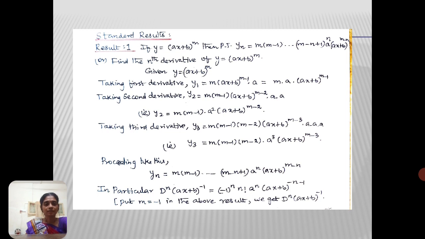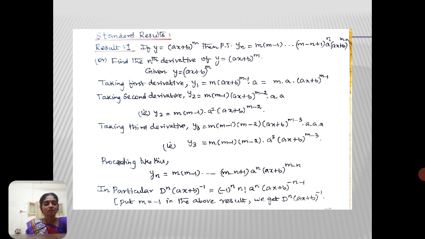So taking the first derivative, we get y1, that is equal to m into ax plus b power m minus 1 into a. Here also we are using the formula differentiation of x power n equal to n into x power n minus 1. Now take the second derivative. We get y2 equal to m into m minus 1 into ax plus b power m minus 2 into a square. Then third derivative will become y3 equal to m into m minus 1 into m minus 2 into ax plus b power m minus 3 into a cube.